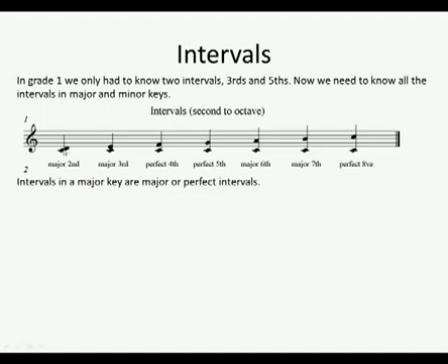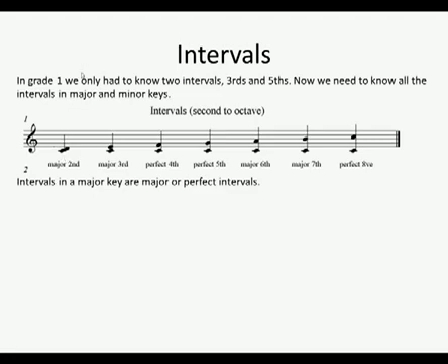Okay, so again, you can really just count. C to D is obviously a second. C, D, E, that's a third. C, D, E, F, that's a fourth. Okay, and then remember to look at the key signatures or accidentals. So obviously C to F, there is an F natural in C major, so that would be a perfect fourth. Maybe if it was an F sharp, that would be a different story because there is no F sharp in C major and therefore it wouldn't be a perfect fourth.